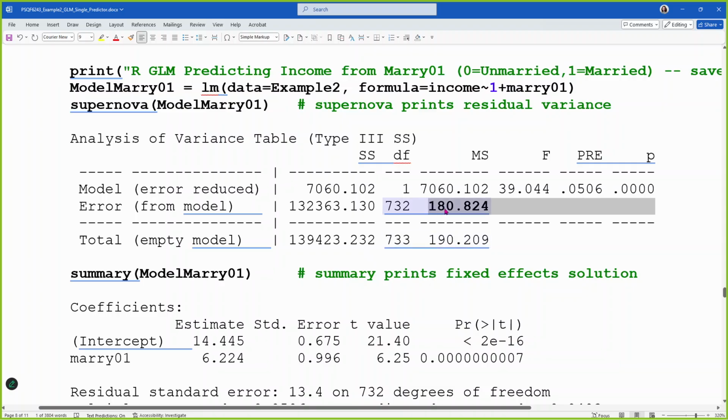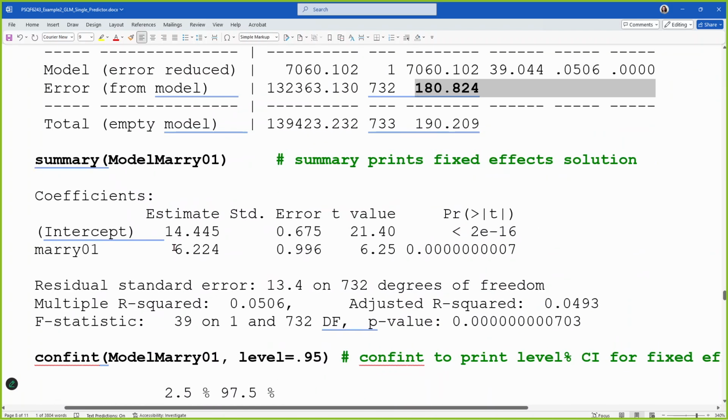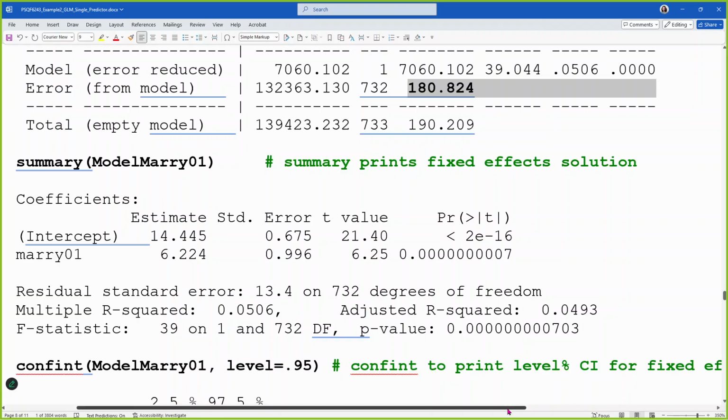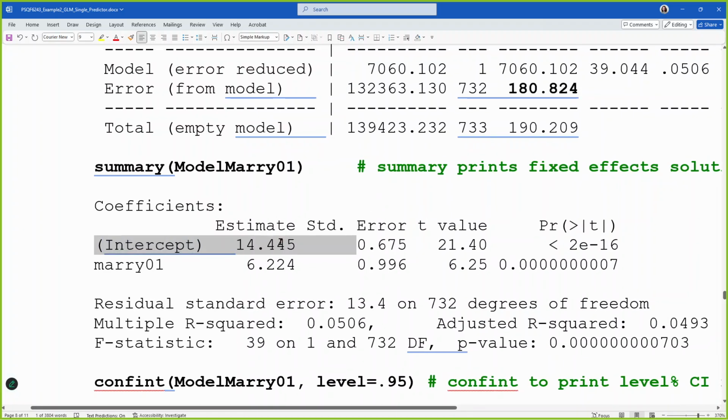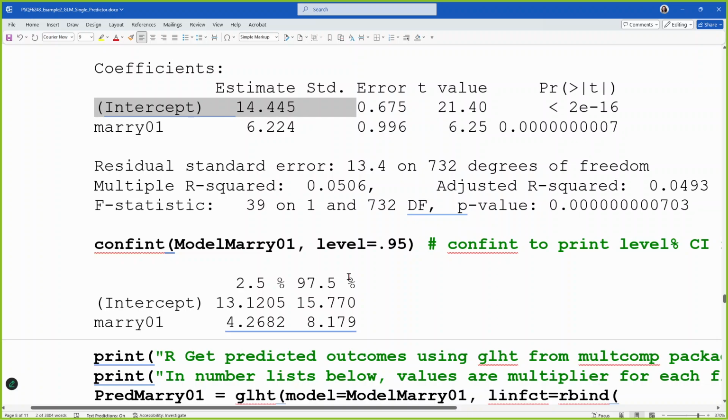Now, it's down from 190. 180 is less, right? Is it significantly less? We can check it out. Here's our results. We'll go through the R version here. Fixed intercept is 14.445.